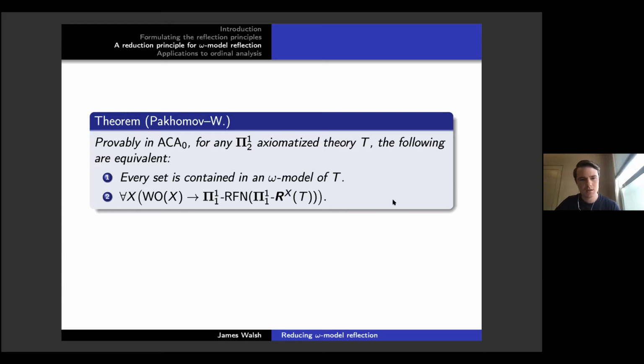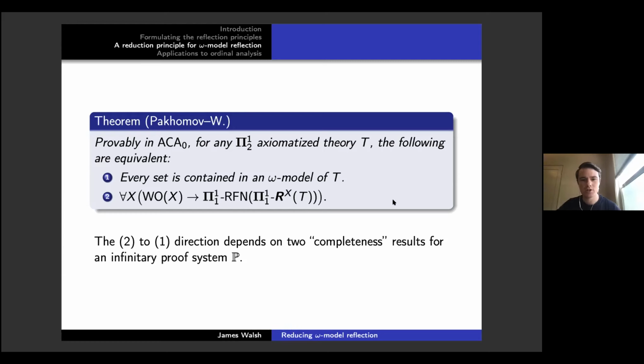Here, and the proof of 2 from 1, so 1 implies 2, is relatively straightforward. But the 2-to-1 direction depends on two completeness theorems for an infinitary proof system P. I have completeness wrapped in quotes because their completeness results are in different senses of the word completeness. Okay, so let me explain how this proof goes.